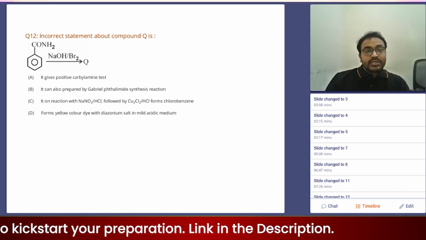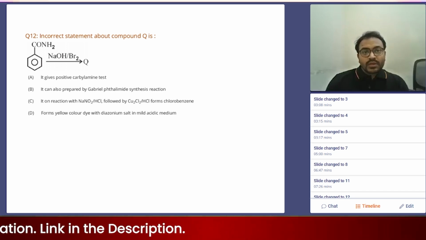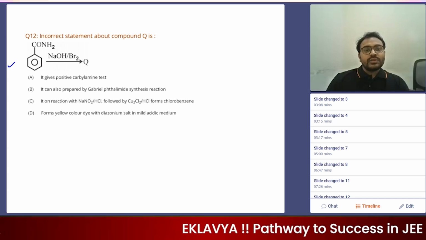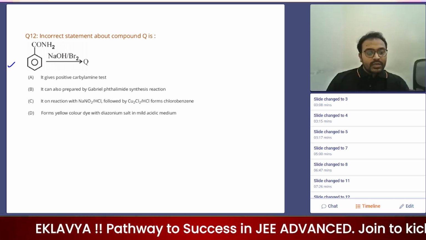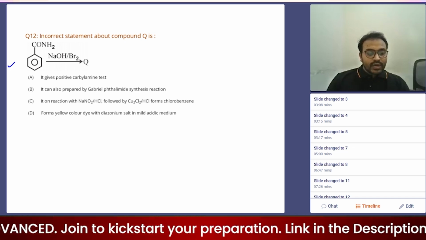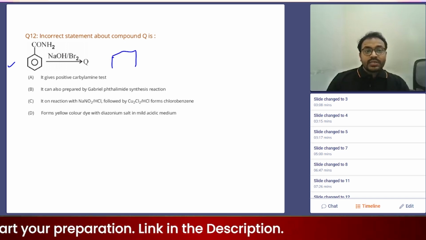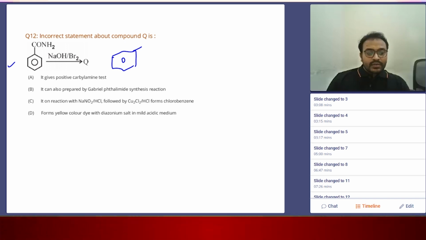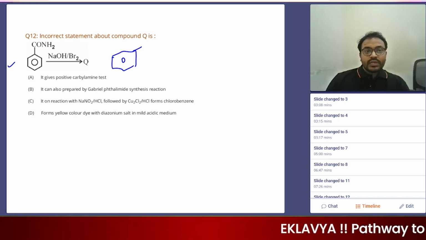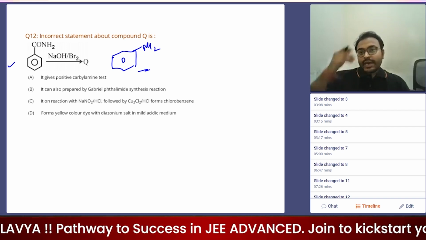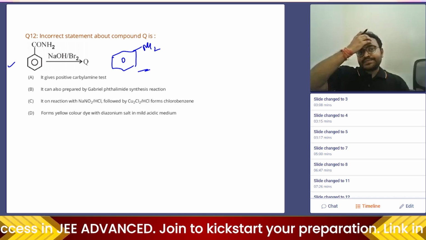Now the next question is: the incorrect statement about compound Q. There is a substrate given, and this is an amide, CONH2, reacting with NaOH and Br2. So this reaction is the Hofmann bromamide reaction, and in this reaction we get only a 1 degree amine, NH2, and that is an aromatic amine.